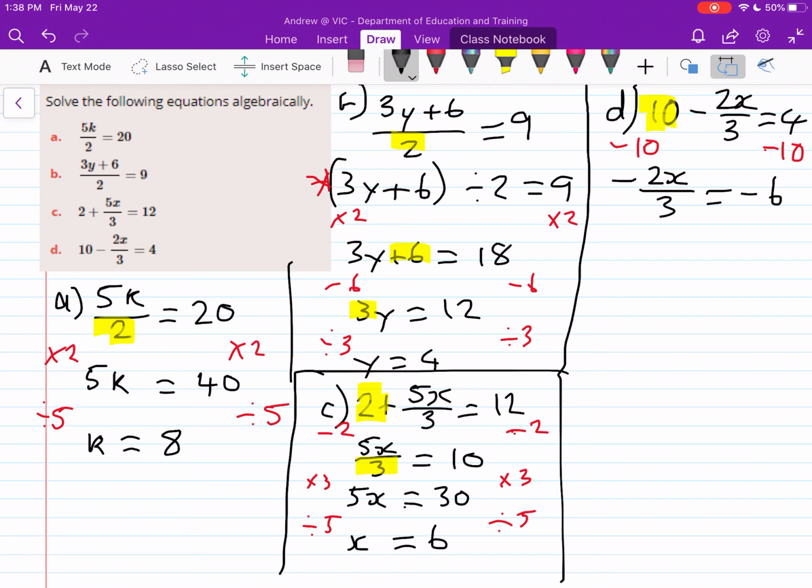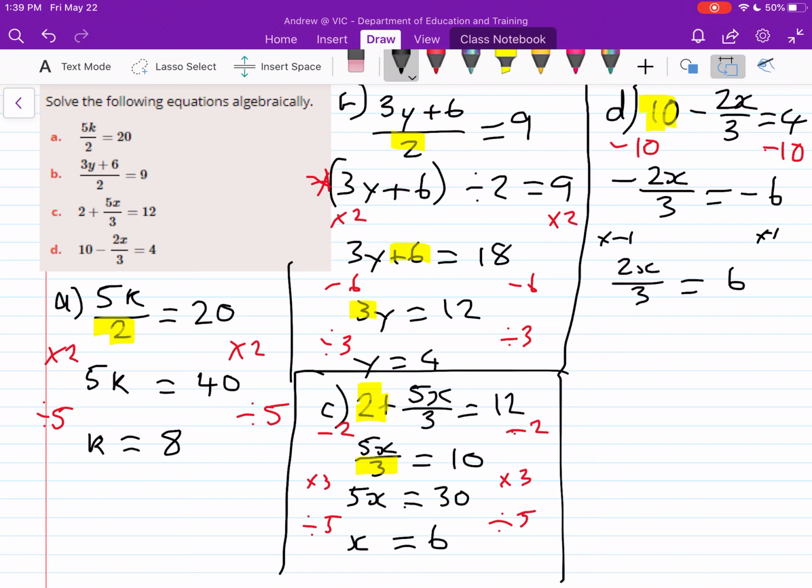Sometimes when we do have a negative out the front, I like to get rid of it. You don't have to, so I'm just going to show you how you can get rid of it, and then I'll erase it. If you ever want to change the sign of anything, you can just multiply both sides by negative 1, or divide by negative 1, it doesn't really matter. Then you would be left with 2x over 3 is equal to 6. So you can always do that, and then you can continue working it out as per normal.